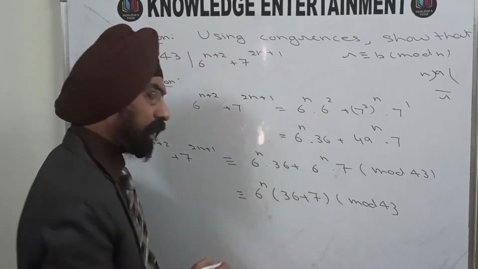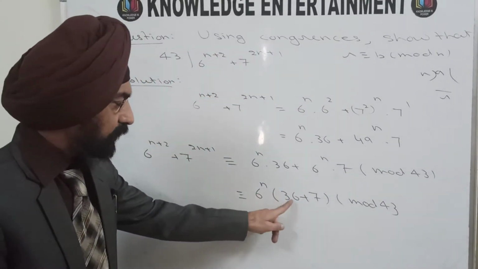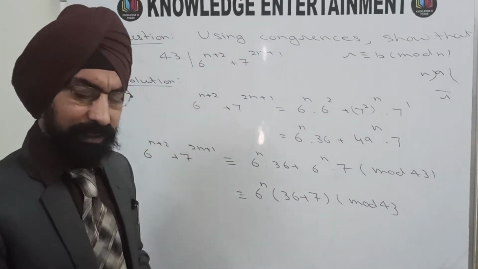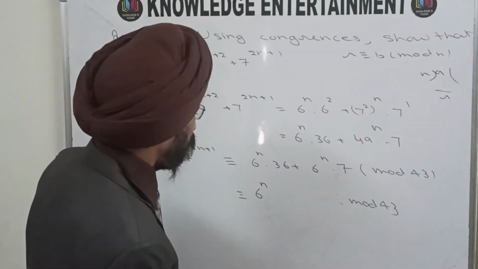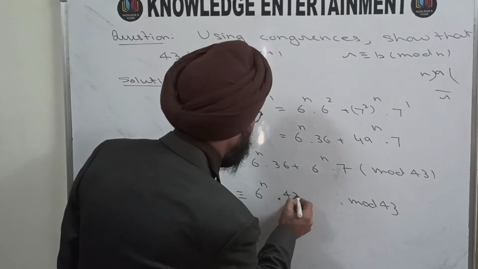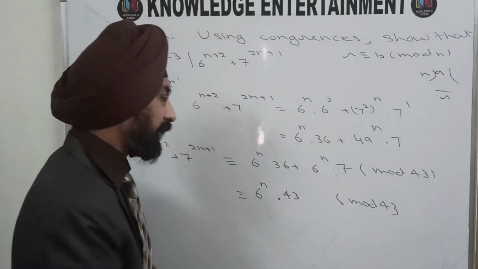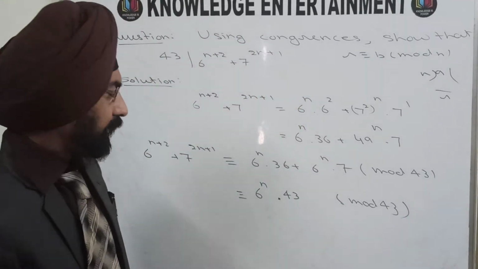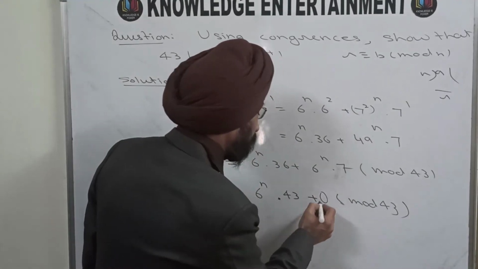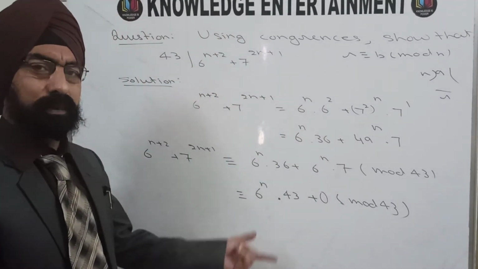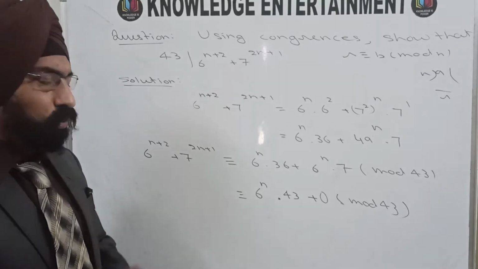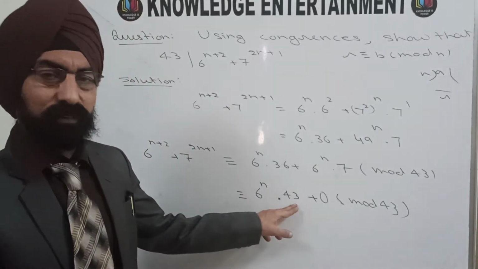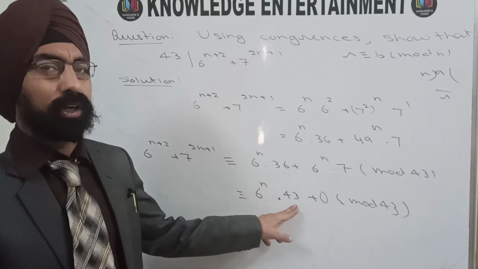This is congruent now. And what is 36 plus 7? 36 plus 7 is once again 43. So 6 power n into 43, modulo 43. I am writing plus 0 here because a plus 0 is always a. Once again, here you are getting 43 and this is a congruence relation.